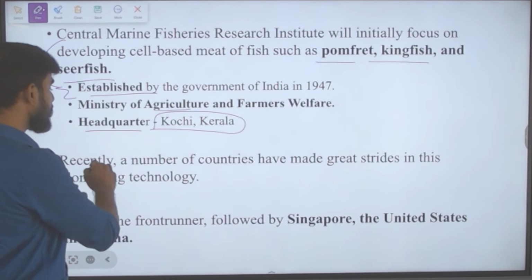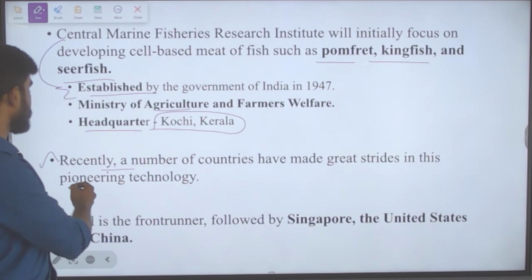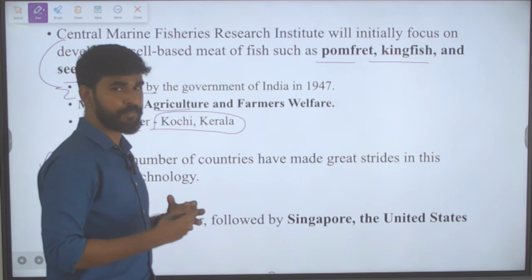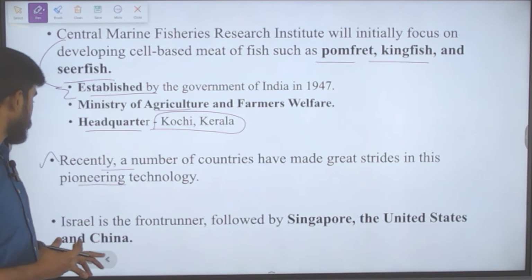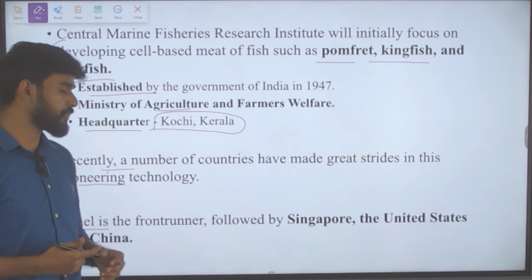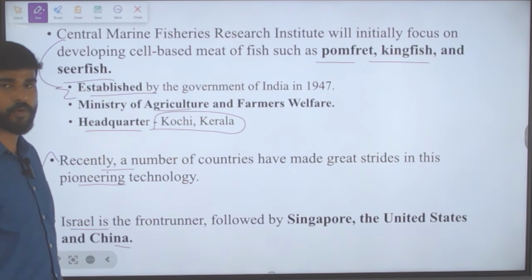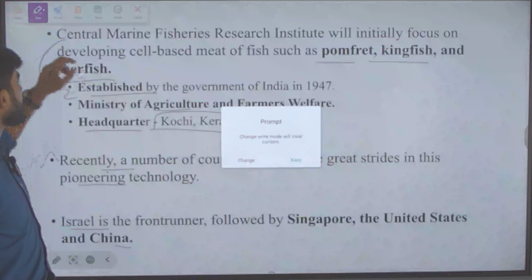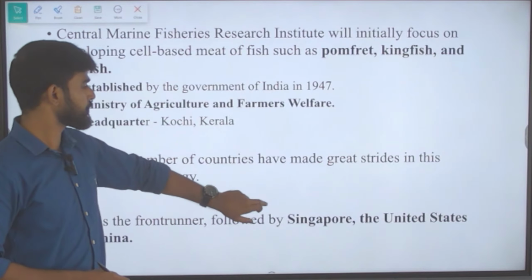Recently a number of countries have made great strides in this pioneering technology, that is lab grown fish meat. And what are all the countries here? Israel is the front runner, which is followed by Singapore, United States and China. Okay, so this is what we need to know from this particular topic, that is lab grown fish meat.